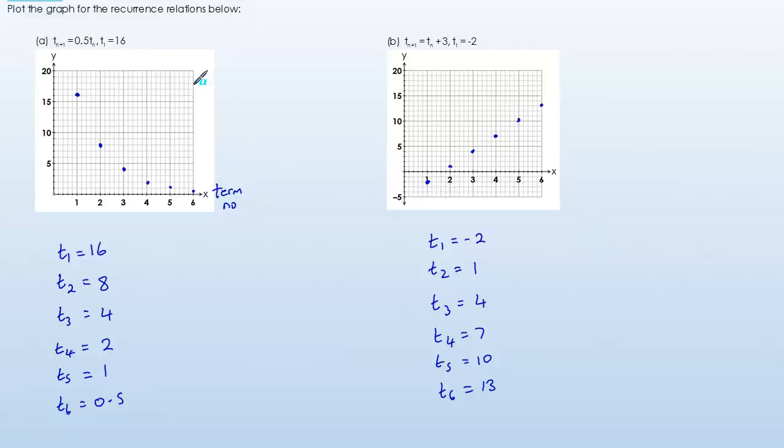Now note, we know from this form that this was geometric. We know from this form that this one is arithmetic. Note how geometric has given us an exponential shape, but the arithmetic gives us a straight line.